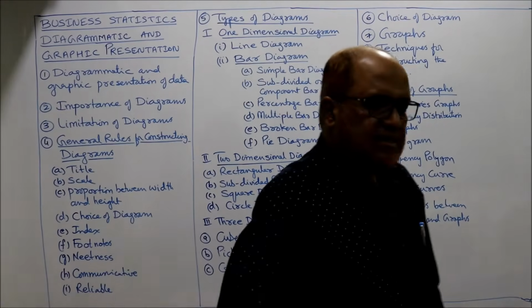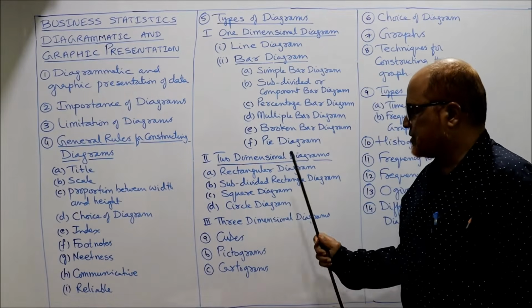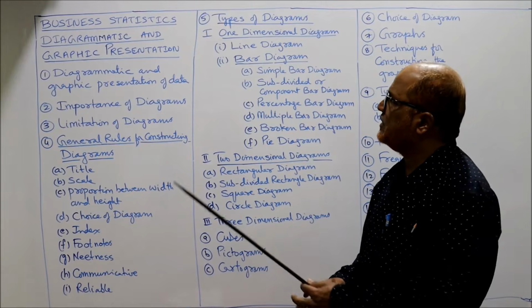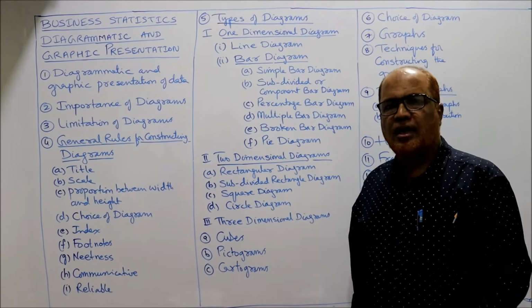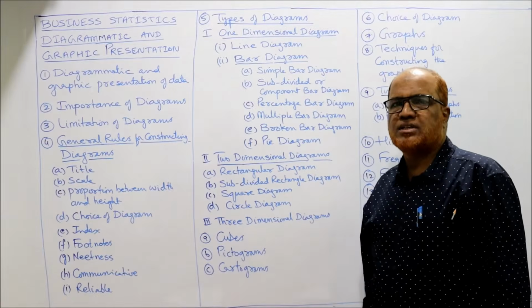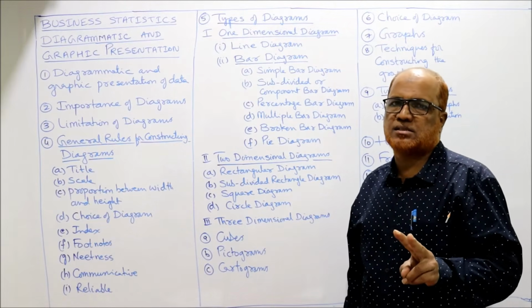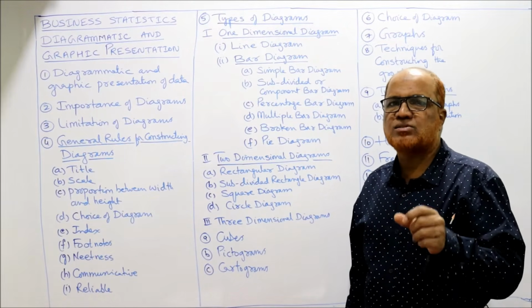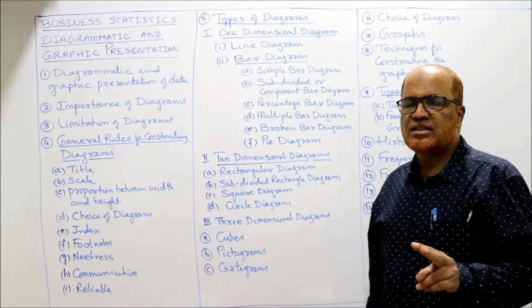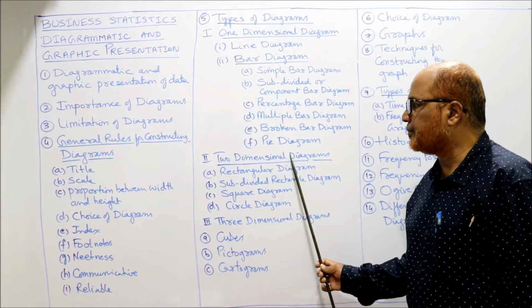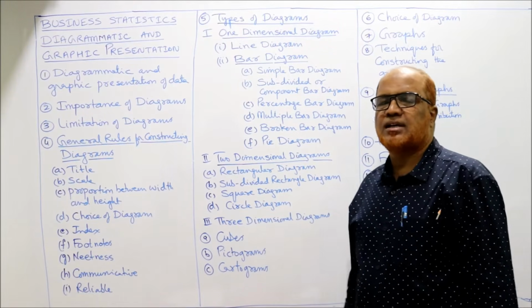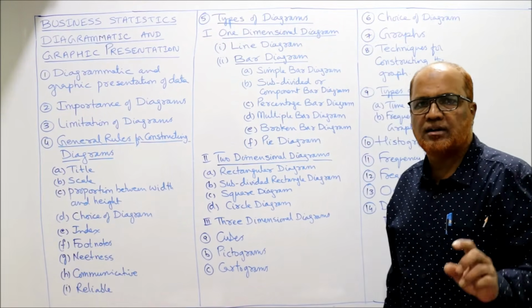Now we'll discuss the two-dimensional diagrams. Previously we discussed the one-dimensional diagram, now two-dimensional diagram. In a two-dimensional diagram, we take two characteristics, that is length as well as width. If we take into account length and width, it is called an area diagram. So a two-dimensional diagram will take two characteristics in one diagram.